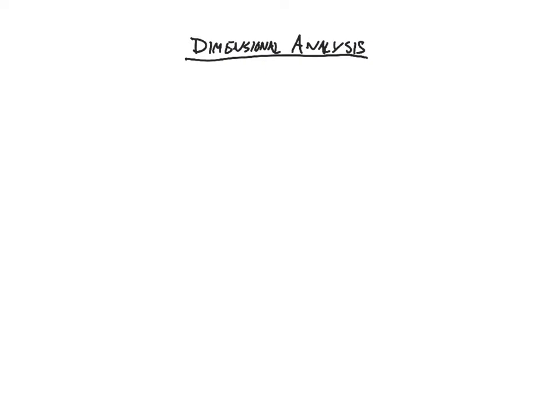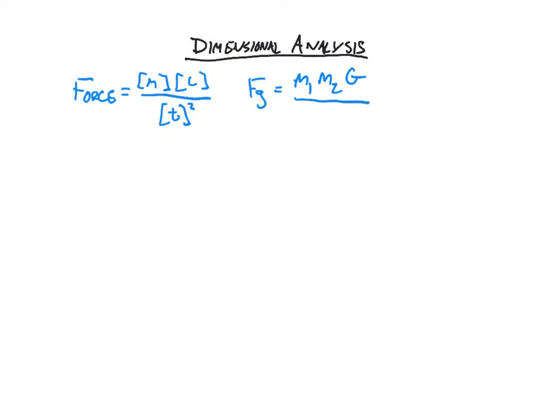Now let's take a quick look at how to use so-called dimensional analysis to help check our answers when we're working a problem. So for example, you'll recall from a few videos back that force has units of mass times length divided by time squared. And a little bit later in the class, we'll see that the force of gravity can be written as mass 1 times mass 2 times Newton's gravitational constant G divided by the distance between the two masses squared.